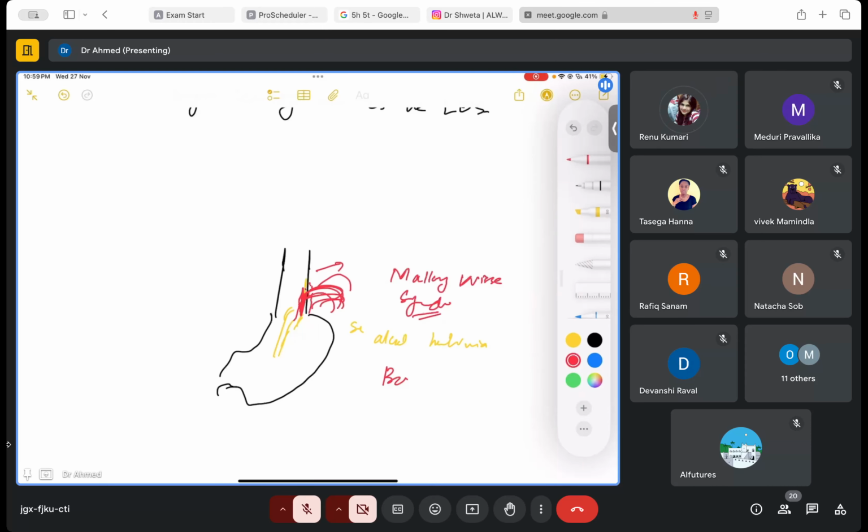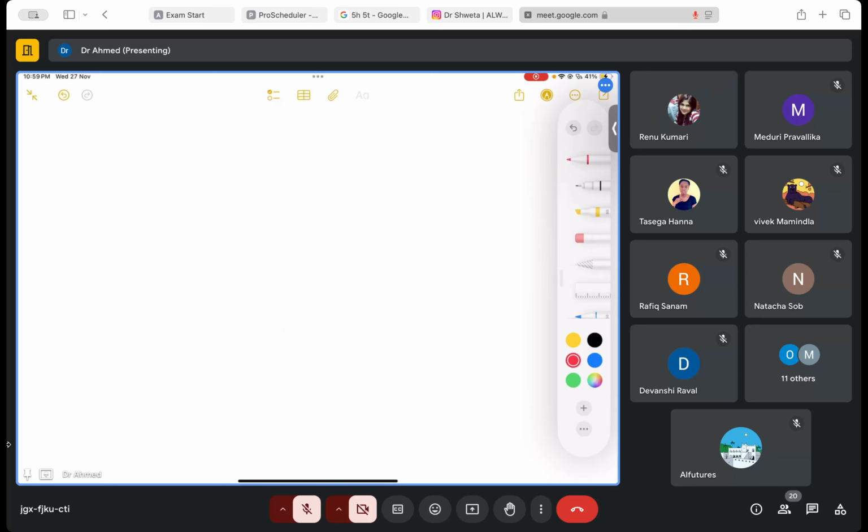Another thing we are going to discuss is esophageal varices. You know that, for example, if someone has portal hypertension, like for example, this is his liver and this is his portal vein.